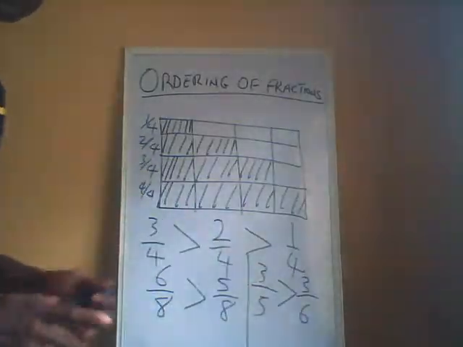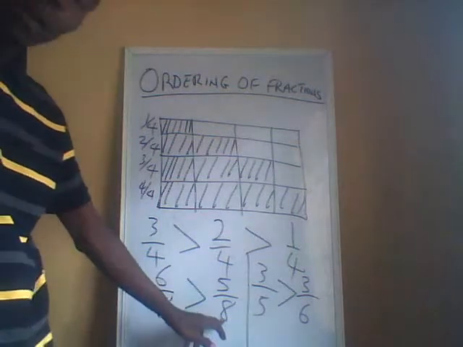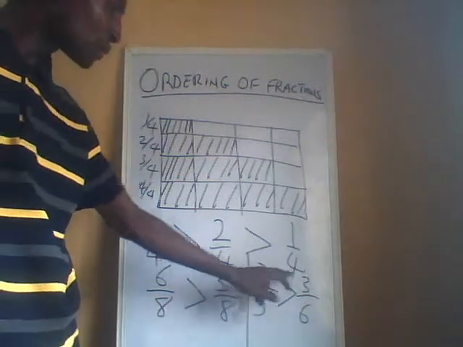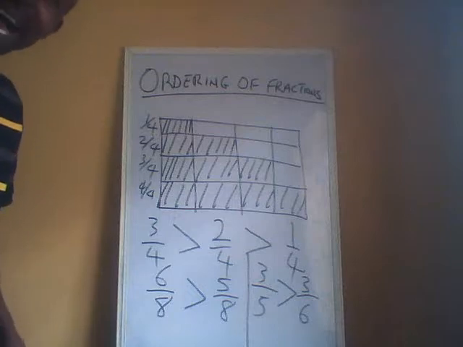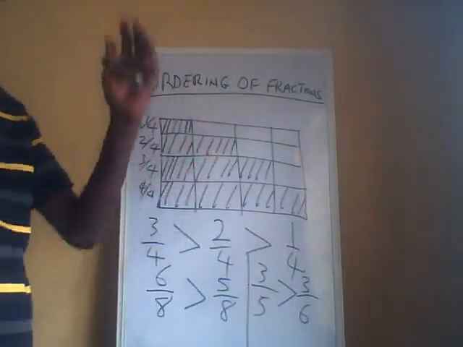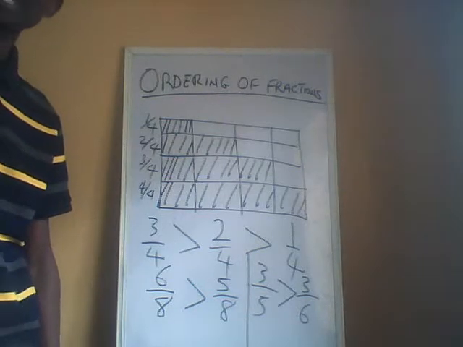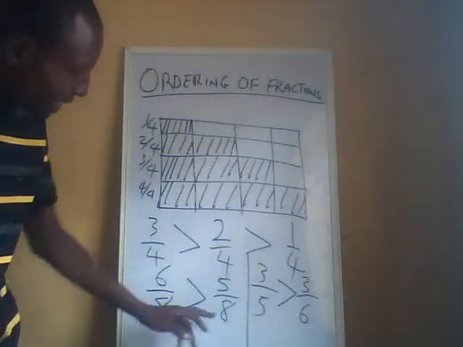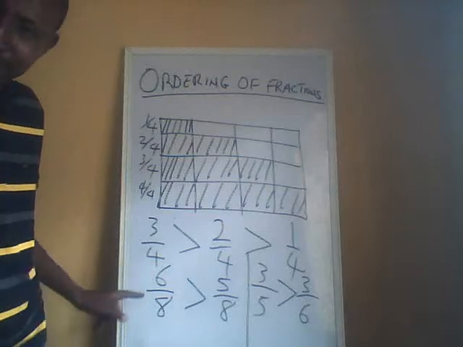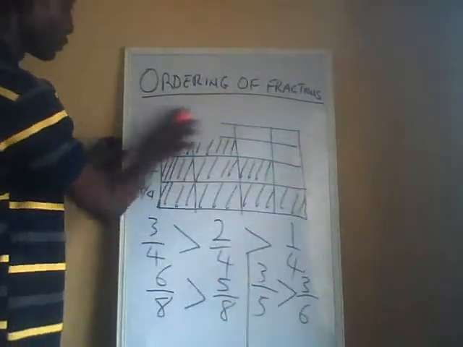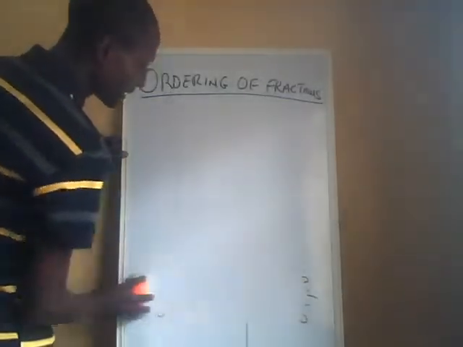Now, having seen same denominator and same numerator, somebody will want to ask, okay, what about when we have different numerators and different denominators? How do we identify which of the fractions is bigger? Take note, when they have the same denominator, the one with the biggest numerator is the biggest fraction. Now let us see. I will show you something, when we talk about different denominators and different numerators.